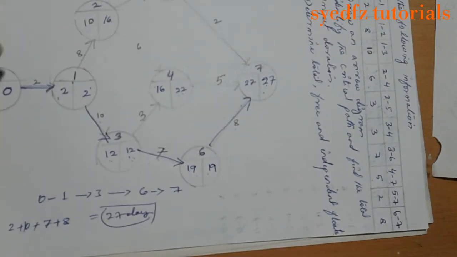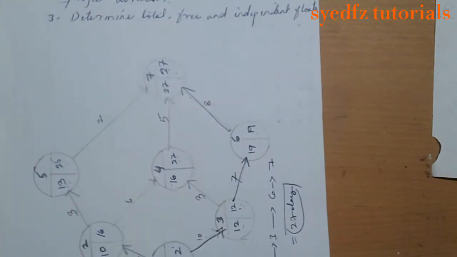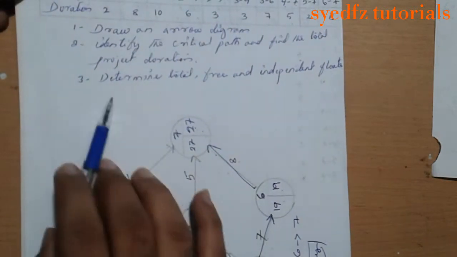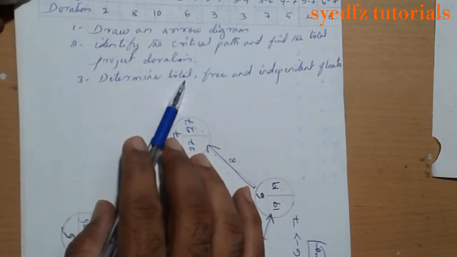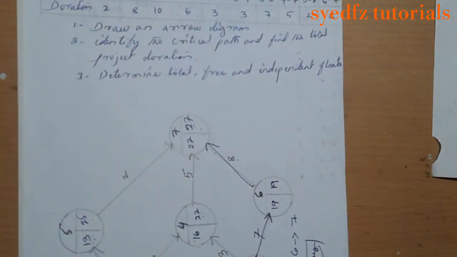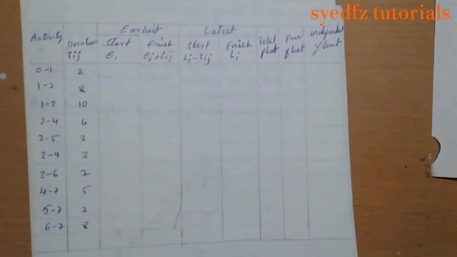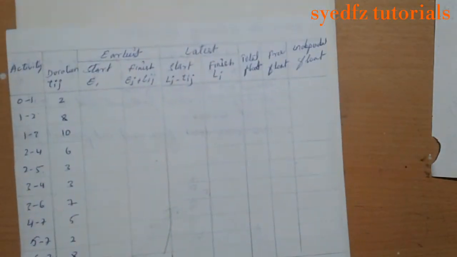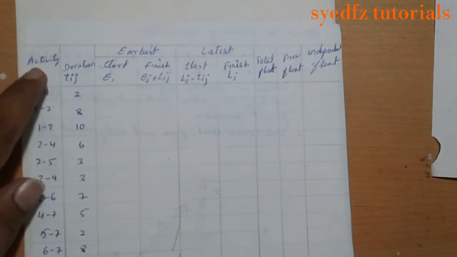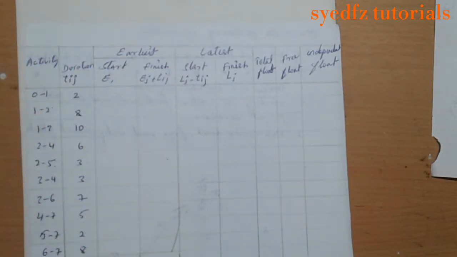Okay, so what we have to do now: we have drawn the diagram and we have got the critical path also, yes, 27 days. Now determine total float, free float and independent float. For this purpose we have to draw that table. Here is the table I have drawn already. Okay, activity duration, I have already taken the activities and all their durations.